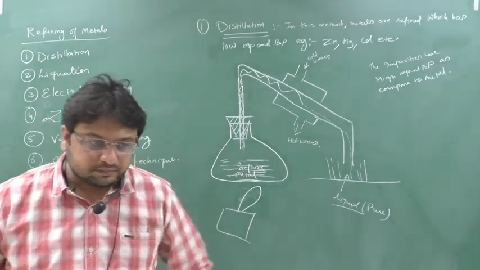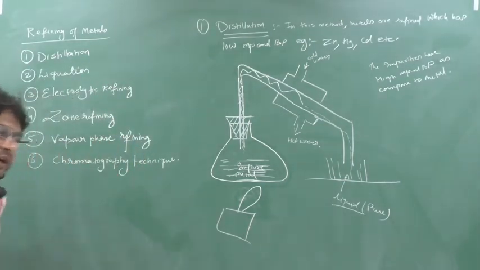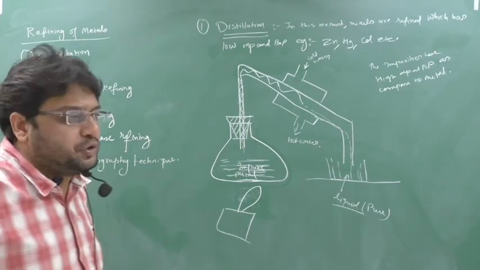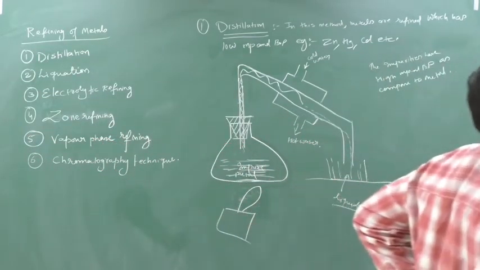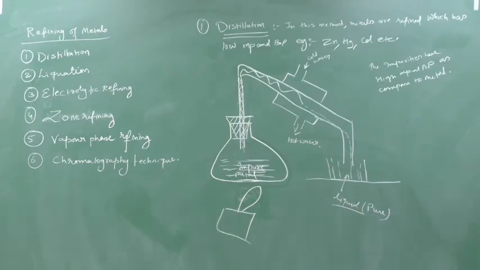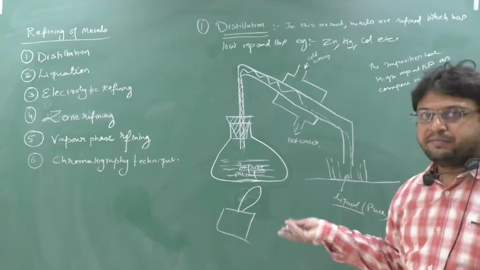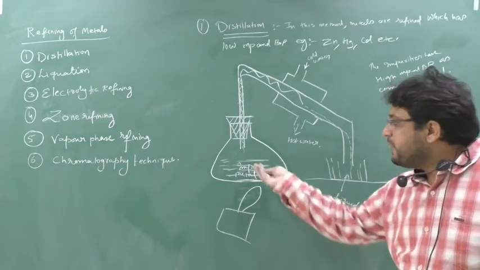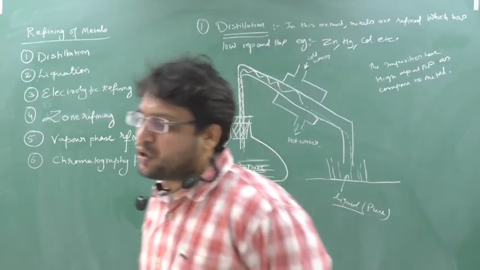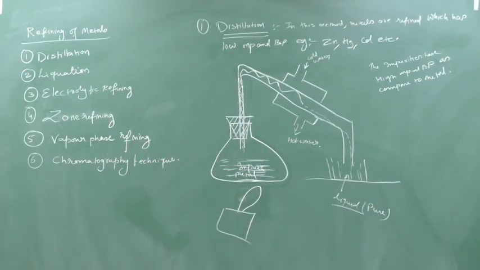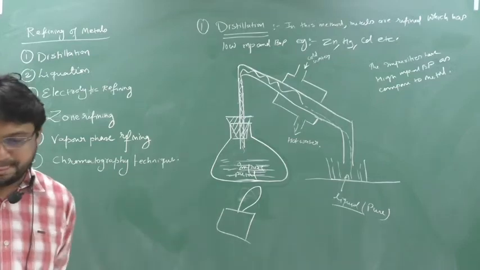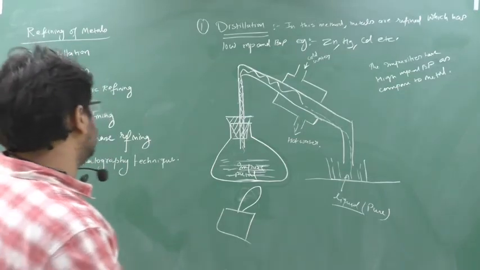The non-fusible or non-volatile impurities will be left behind. Here the metal is volatile because it has a low melting point, so the impurities are non-volatile and do not form vapors. So the non-volatile or non-fusible impurities will be left behind. Clear? So next we are going to see liquation.